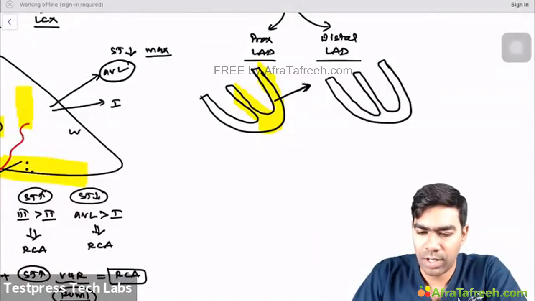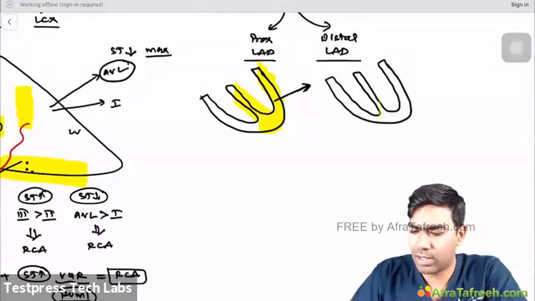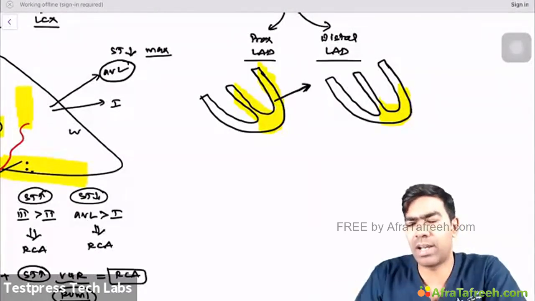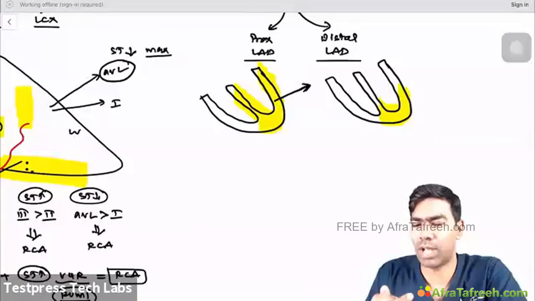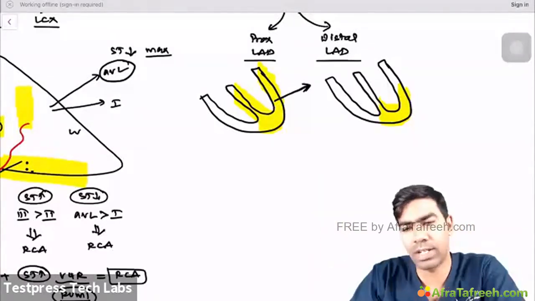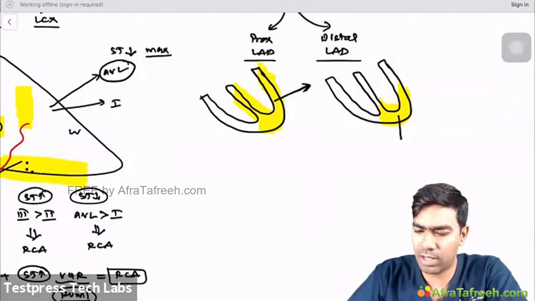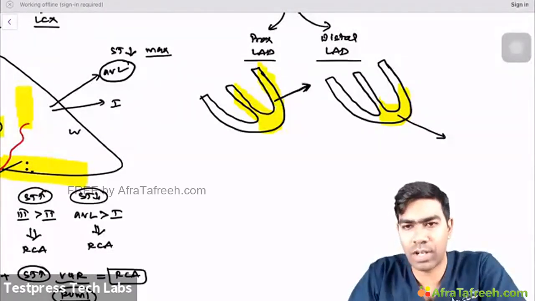Point number 1. When you occlude a distal LAD, it will be somewhere here. This is the portion that will be involved in a distal LAD, which means a small portion of the septum and a little bit of inferior wall. Because the LAD, to a small extent, can supply the inferior wall. Depending on how much it wraps around, it can supply a lot of the inferior wall also, but that's not my problem. Here, the injury current will be directed not really downwards, but a little left, like this.